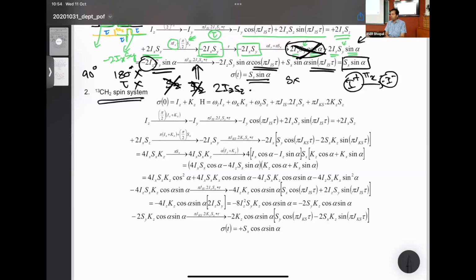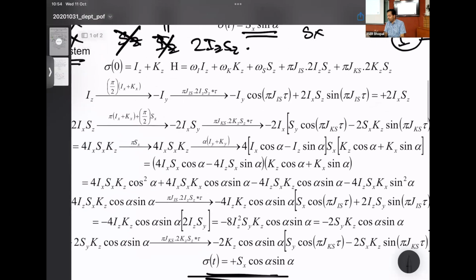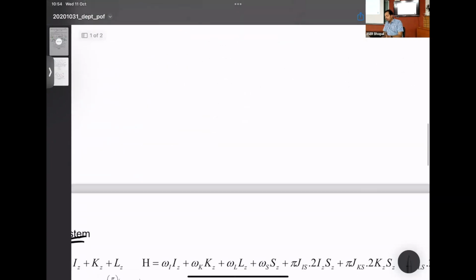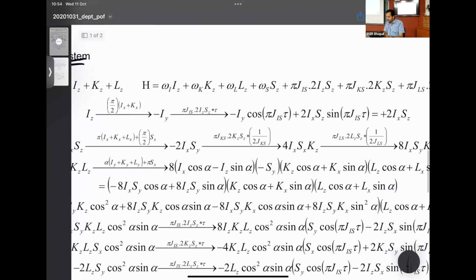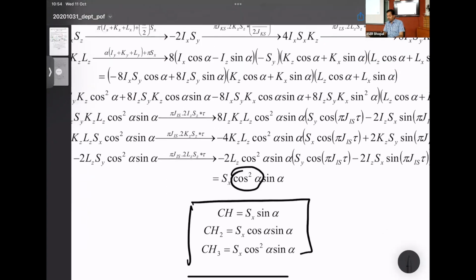Okay. So long story short, the CH2 comes up with, in addition to SX sine alpha for the CH part, a cos alpha part that's also present. When you do the same thing for CH3, you will get a cos square alpha part. So what I'm doing right now is summarizing the CH2 and CH3 parts together. And what you're able to appreciate here is that all of them are along SX, which is very good. Therefore, when I acquire, you will not have any phase distortions.